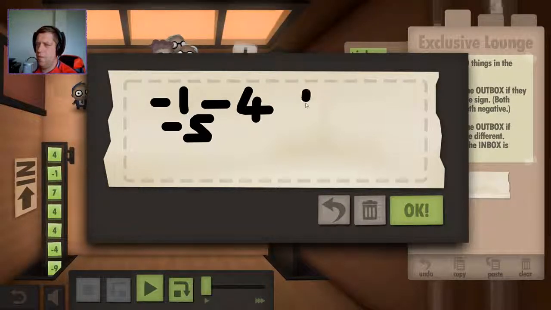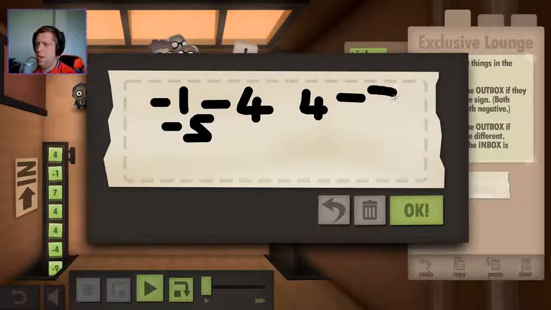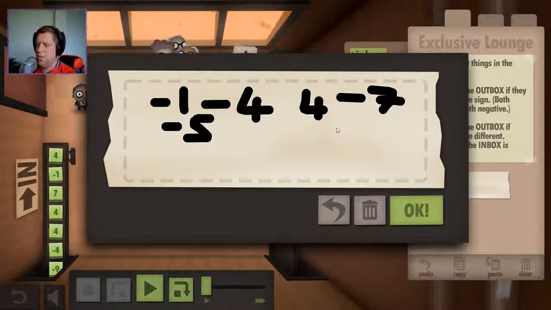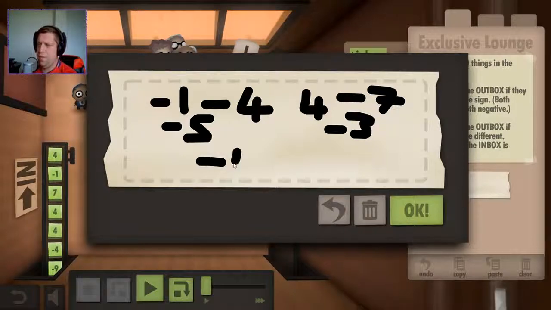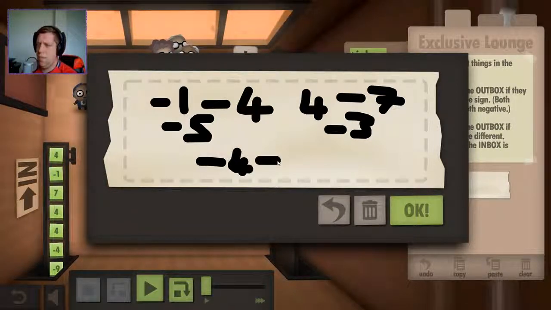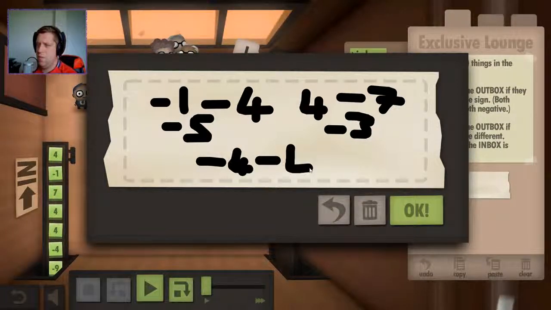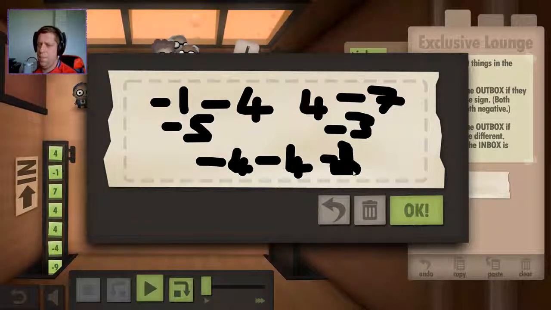The next one would be 4 minus 7, and that equals minus 3. The next one would be minus 4 minus 4, which would be minus 8. So far, none of those symbols have been the same.